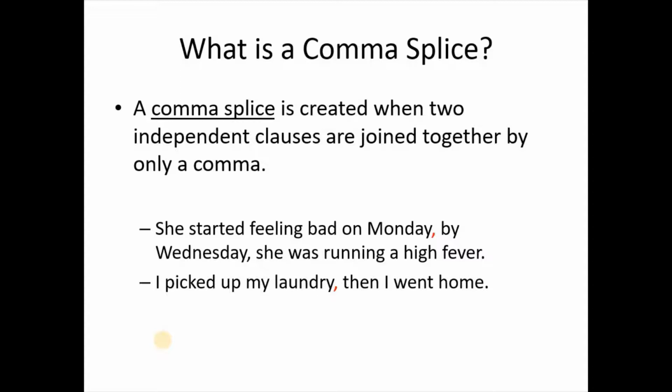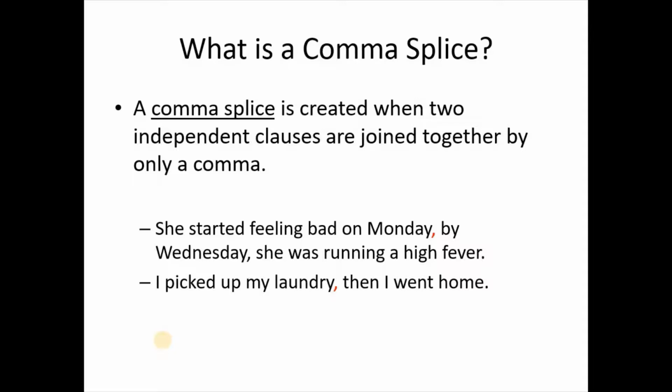What is a comma splice? A comma splice is joining two independent clauses with just a comma alone. When we join two independent clauses together with a comma alone, this creates a mistake called comma splice. Let's see examples.